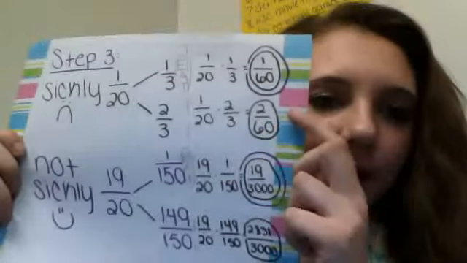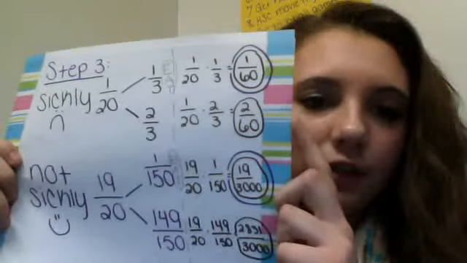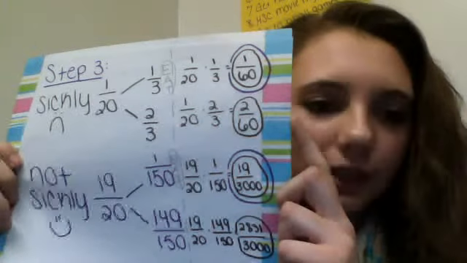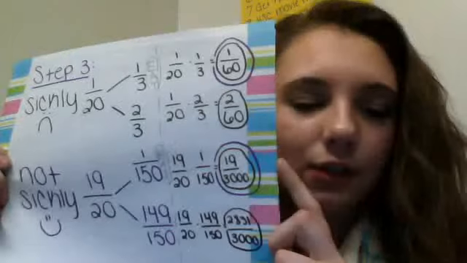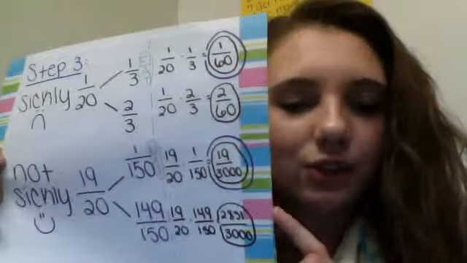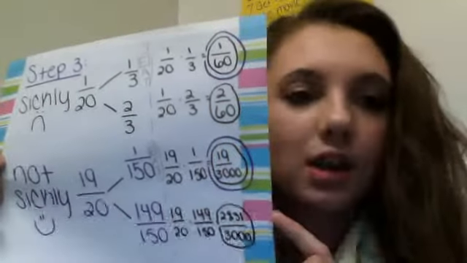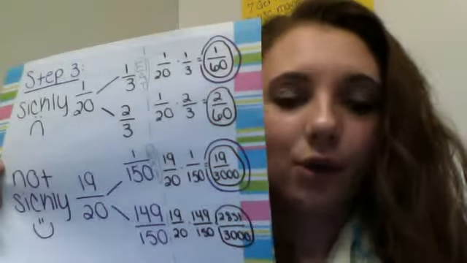So for sickly being eaten, it would be 1 over 60. Not eaten for sickly would be 2 over 60. The probability that the not sickly will be eaten is 19 over 3,000. And the last one is 2,831 over 3,000.